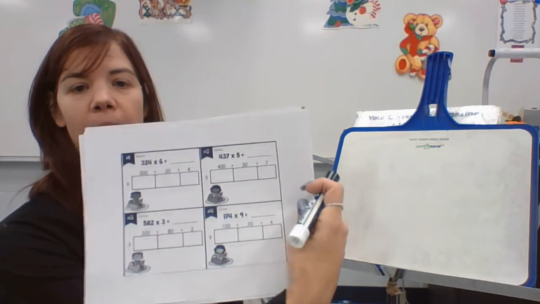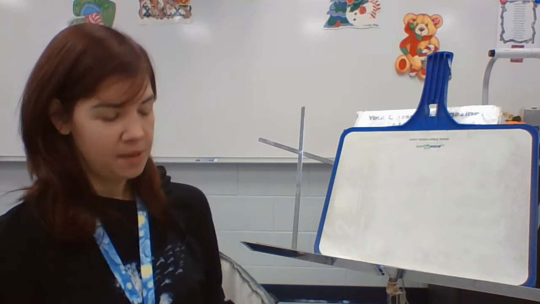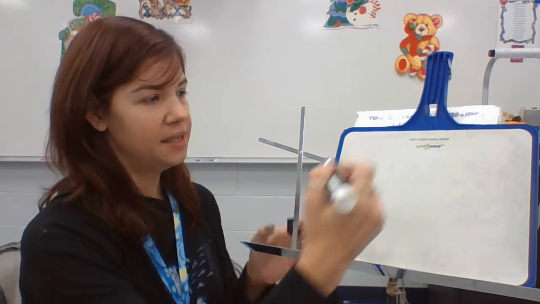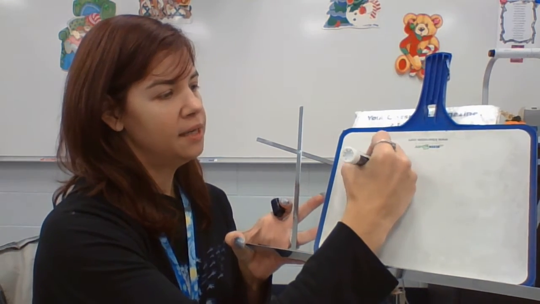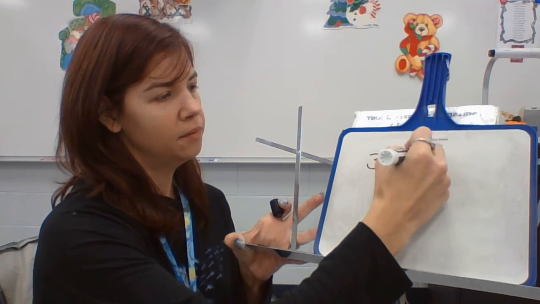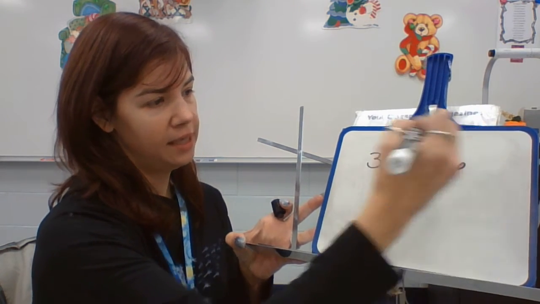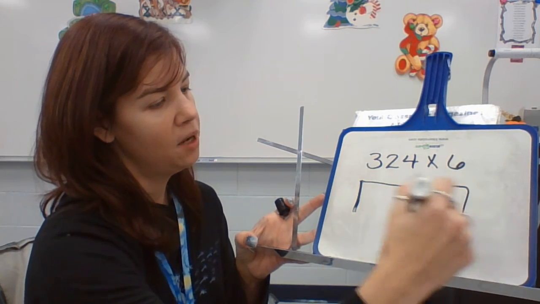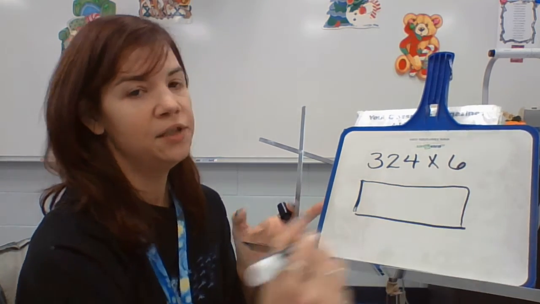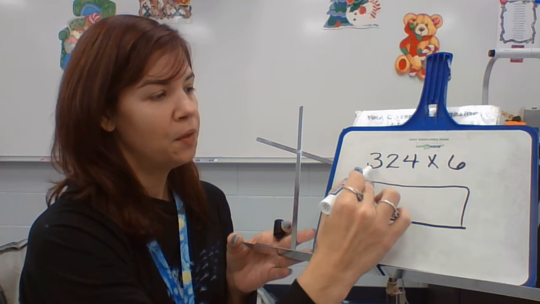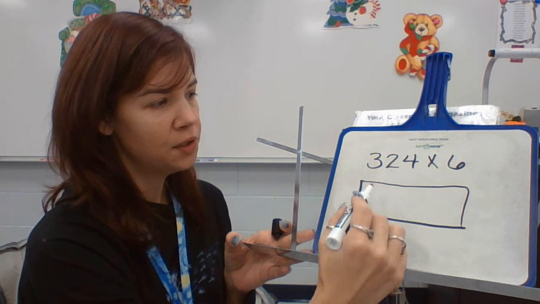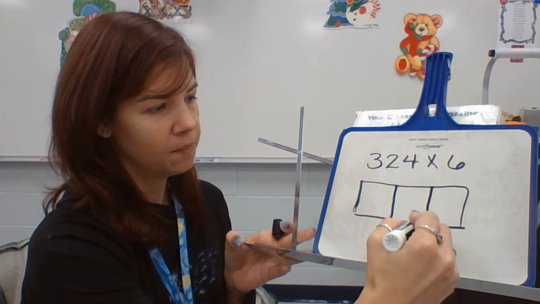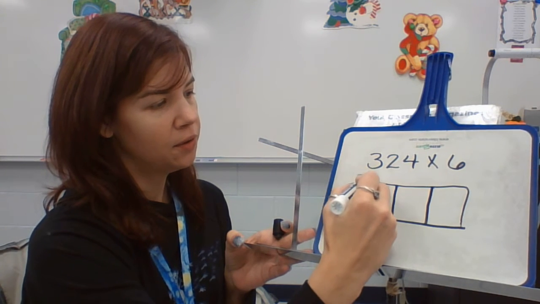This page is up on Schoology for you to do with me, and I'm going to do it here on the whiteboard just to make it a little easier to see. So number one says 324 times 6. And then they have this box here. Well, what that box is going to do is we're going to break our numbers into their place values. So 324 comes first. There are 3 place values, so I need 3 boxes. And then I'm going to break them apart.